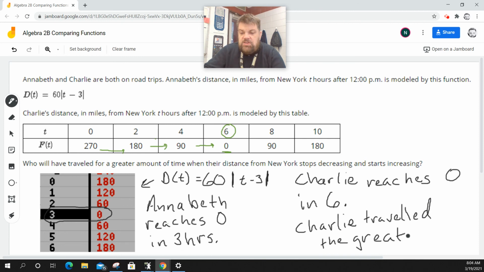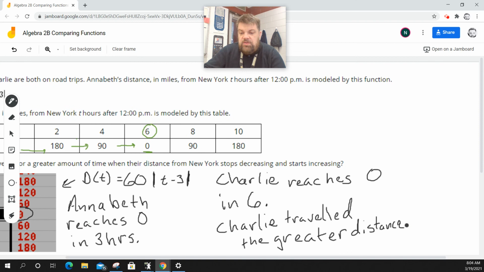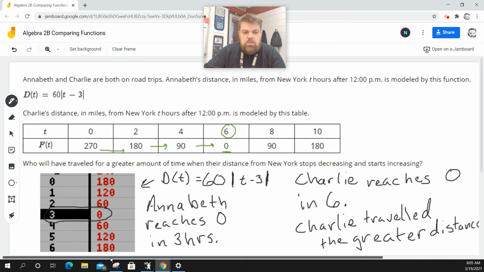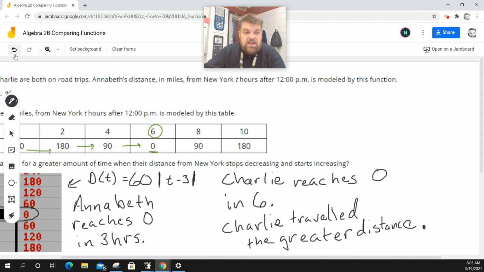I'm saying to reach 0, but in the context of the question it is saying how long will it be before they're increasing, right? I think that's important. The question they're asking is who will have traveled the greater amount of time. Well, it's not the greater distance, it's the greater amount of time. You gotta pay attention. That's why it's important to always reread the question. I think they traveled the same distance. I think one person went slower than the other.